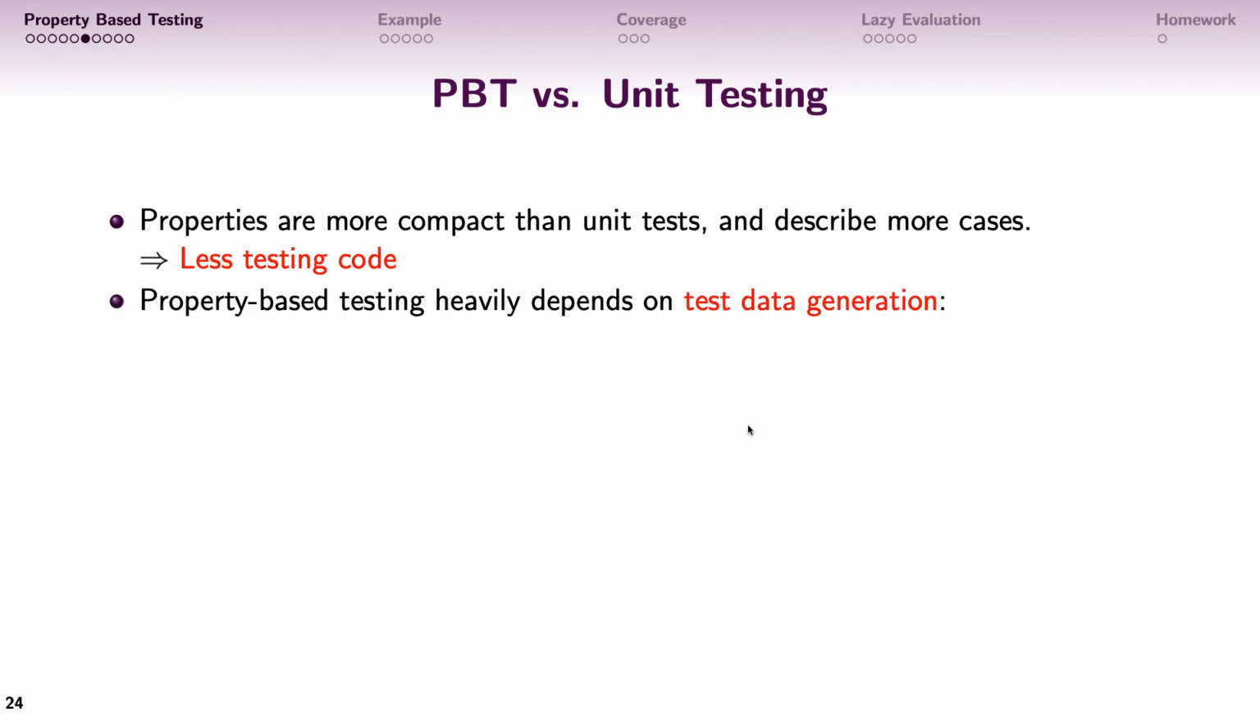However, property-based testing does heavily depend on how we generate data. So I just said it's randomly generated. We'll see a bit more about how that works in a moment. And there are other property-based testing libraries that do other types of generation than QuickCheck does, which are a bit less random and a bit more selective. But effectively, we do heavily depend on this generation process, and this comes with a few problems.